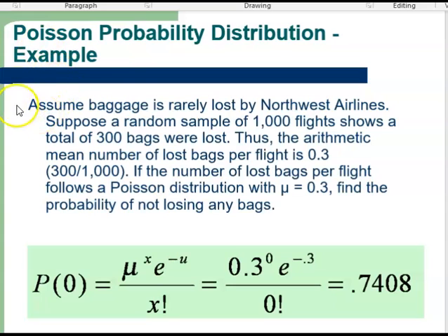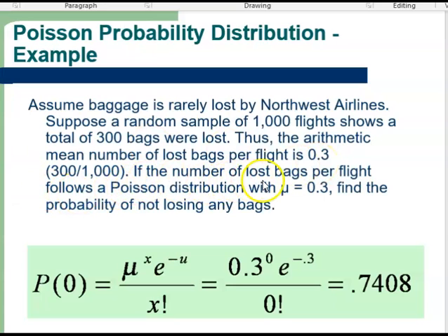Alright, so I have an example for Poisson Probability Distribution here. Assume baggage is rarely lost by Northwest Airlines. Suppose a random sample of 1,000 flights shows a total of 300 bags were lost. Thus, the arithmetic mean number of lost bags per flight is 0.3. How did we get the 0.3? That's 300 divided by 1,000. That's 0.3 or 30%.